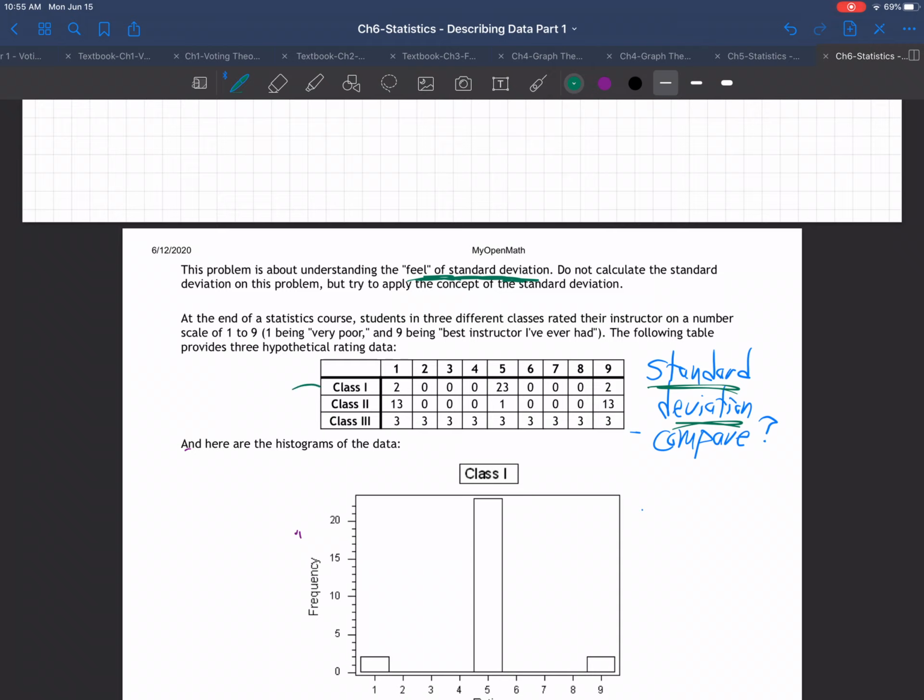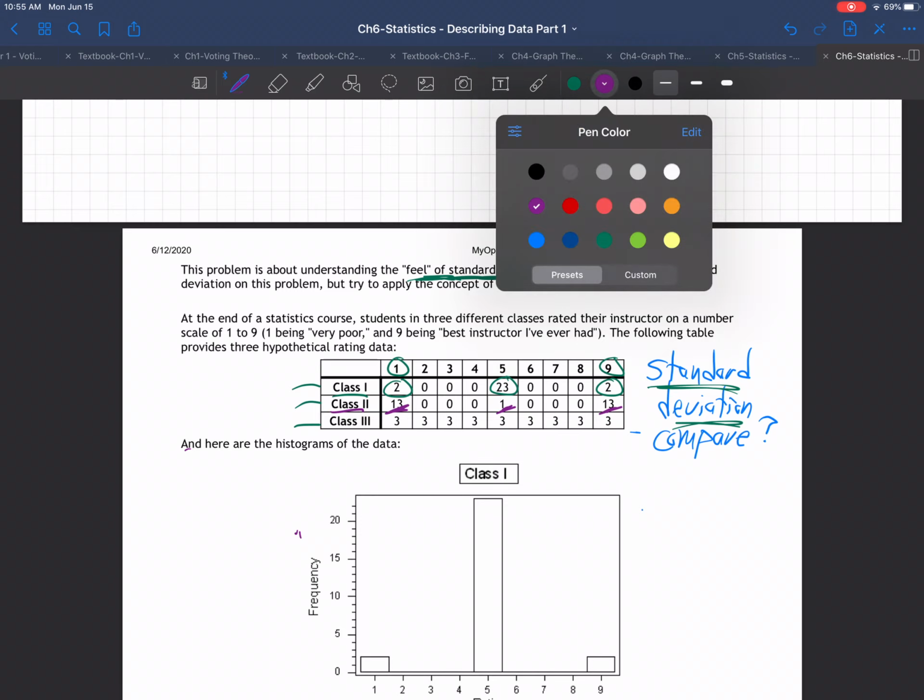These are 3 different classes, and they're rating their professor. 1 is the lowest rating, 9 is the highest. So look what class 1 said. 2 people gave the professor the lowest rating, 2 gave the professor the highest rating, and 23 thought the professor was very much average, right in the middle, gave him a 5. Class number 2, they were really spread out. 13 people gave him a terrible rating, thought the professor was terrible. 13 just loved him, thought he or she was the greatest thing in the world. And 1 had a middle opinion. See how spread out that group is? Really high or really low, hardly anybody's in the middle.